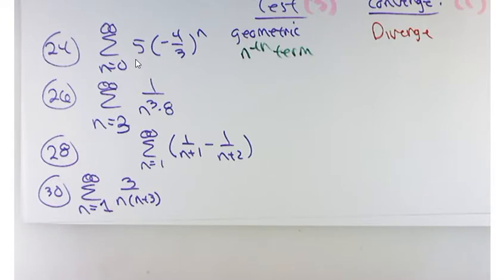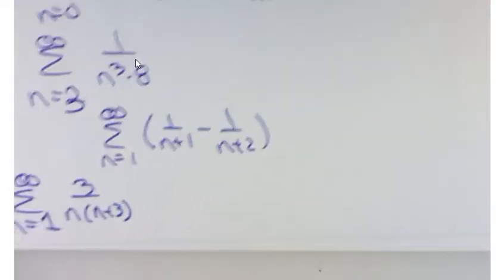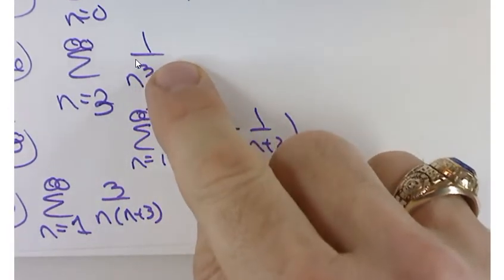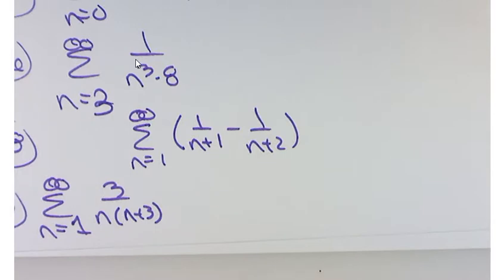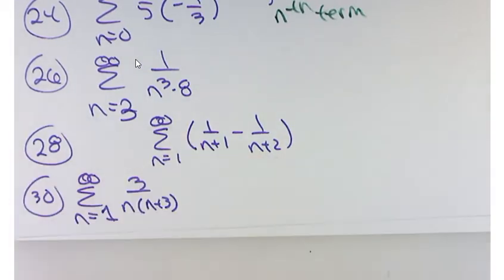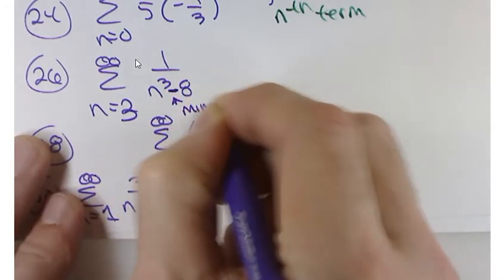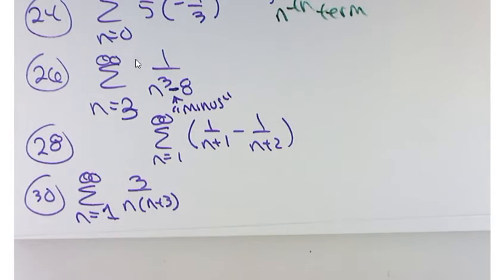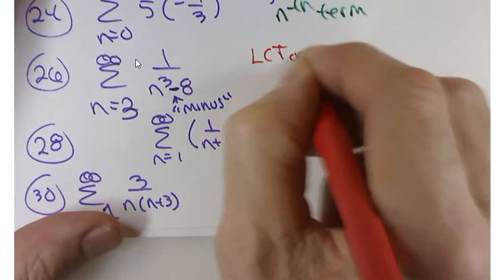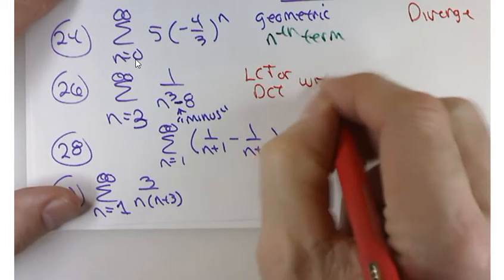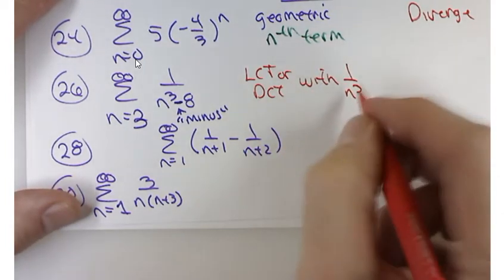Is that a p-series below that? It's close to a p-series, but it's not a p-series. A p-series would have to be something like this. I couldn't have that minus 8 there. So it's not a p-series. All right. Limit comparison or the direct comparison test. So LCT or DCT with what series? Yeah, 1 over n cubed.